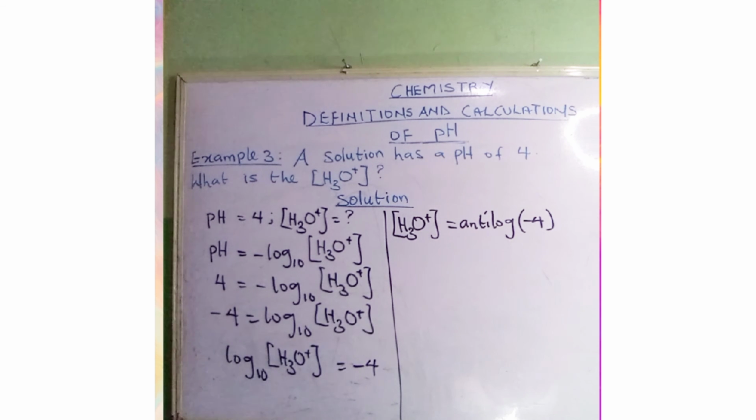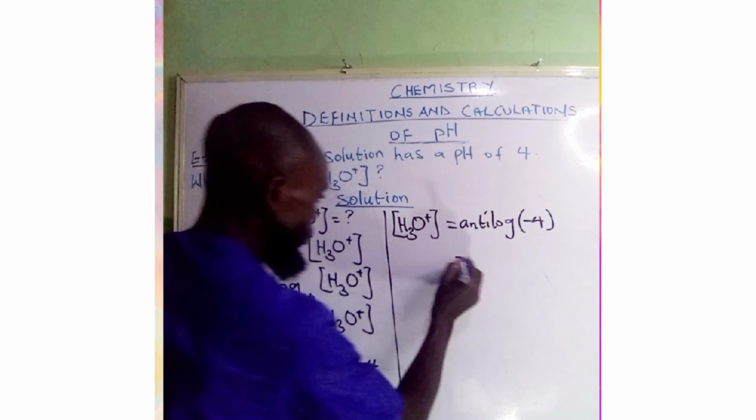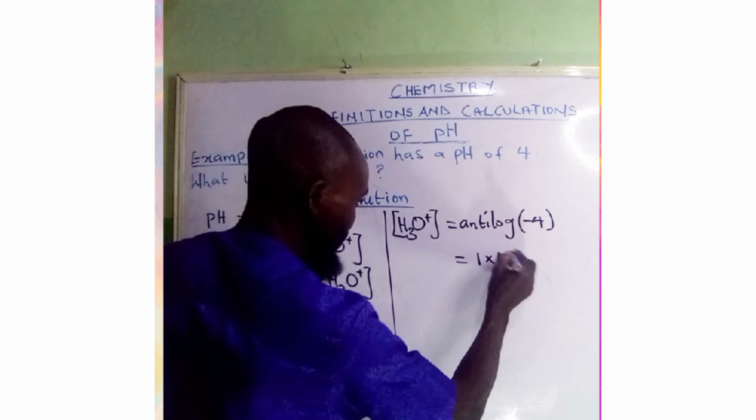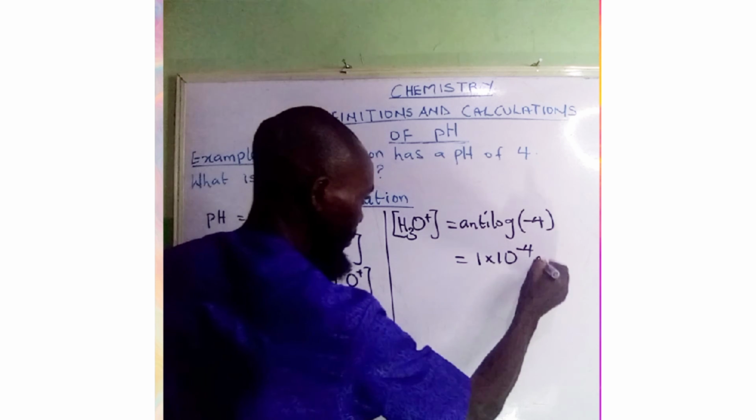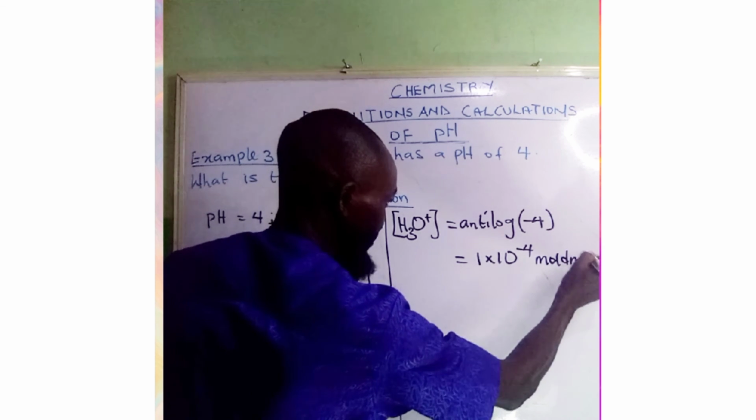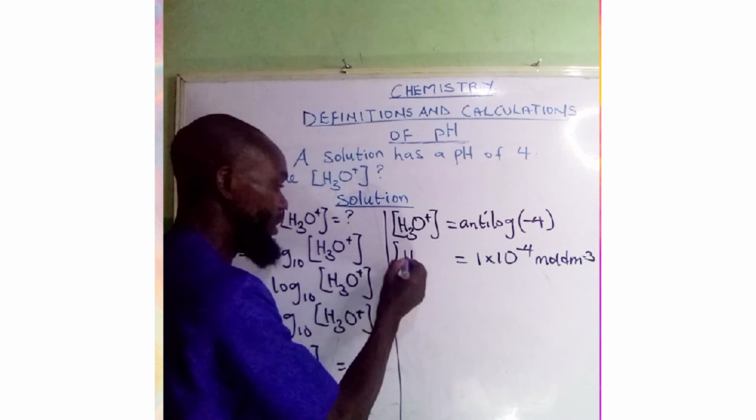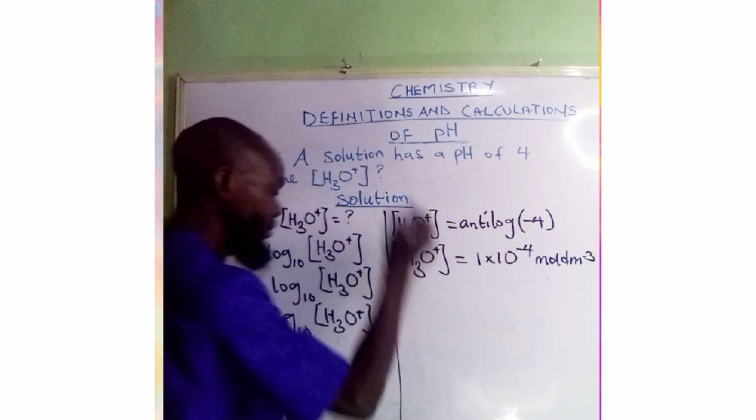So using our calculating machine, we press shift on it, or we have second function, 2nd F. That is called second function. Either one, we are going to press shift, then we press log. So when we press it, we have our value to be equal to 1 multiplied by 10 raised to power minus 4, in mole per dm cube. So this is the concentration of the oxonium ion.